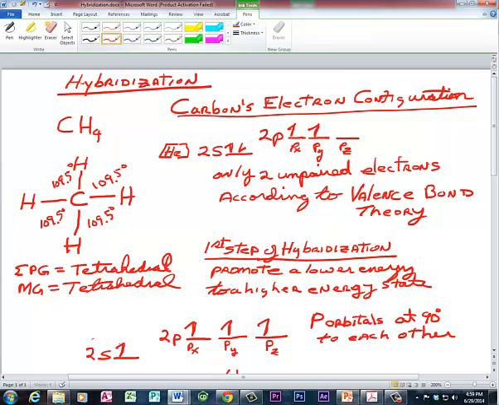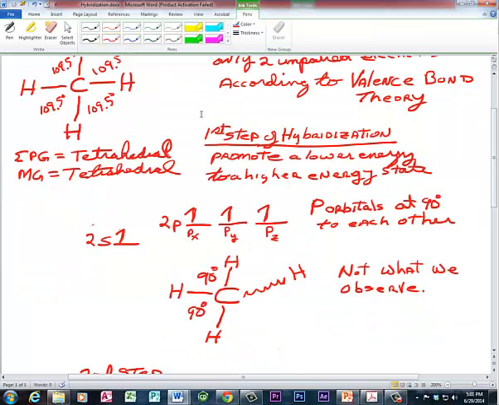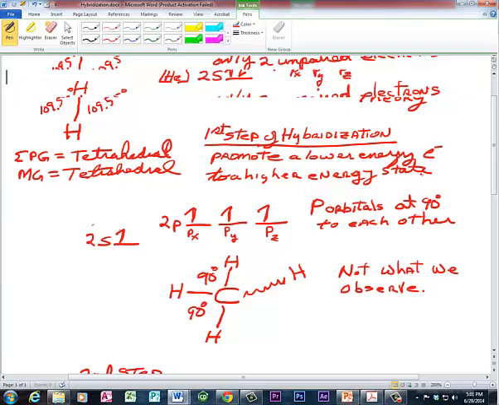If I look at the valence shell electron configuration for carbon, I've got 2s2 and 2p2. Now there's only two unpaired electrons in the electron configuration for carbon, which means that according to valence bond theory, it should only be able to make two bonds. But we know that it can make 4 bonds and that they're absolutely equal at 109.5 degrees when carbon makes 4 bonds. So the first step in hybridization is to promote a lower energy electron to a higher energy state.